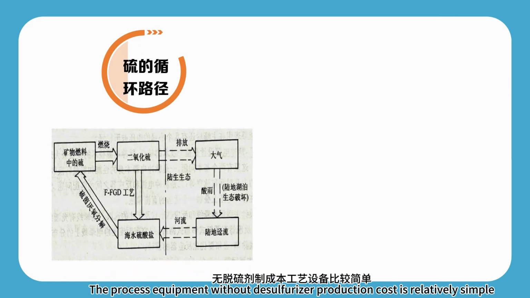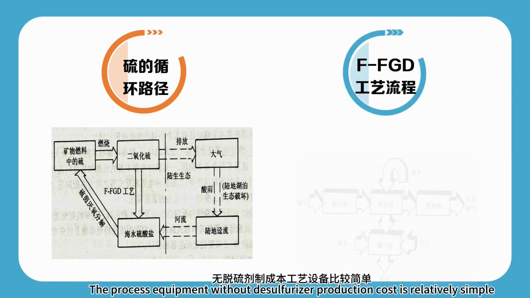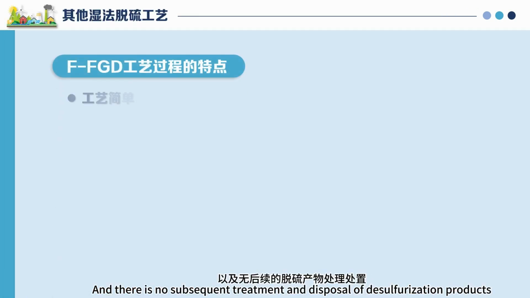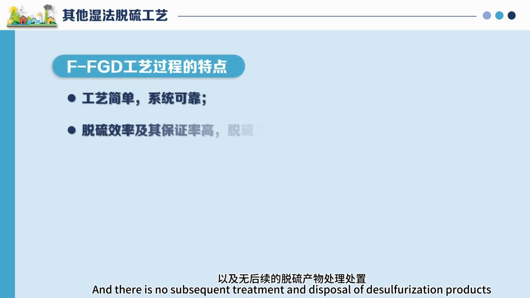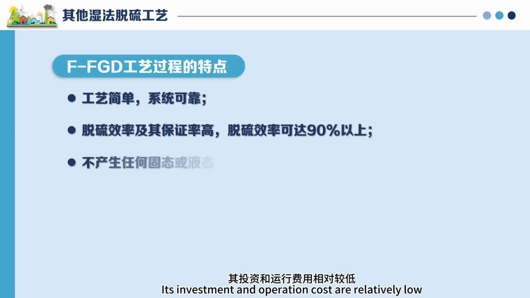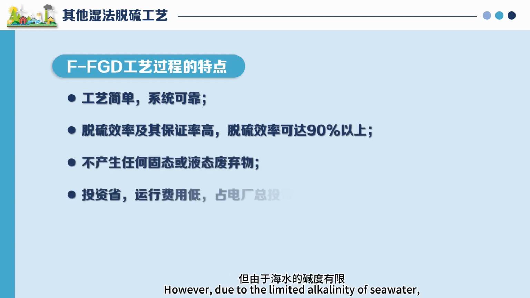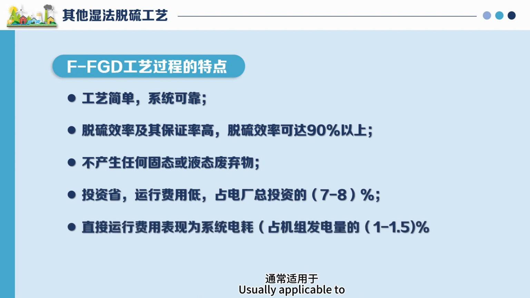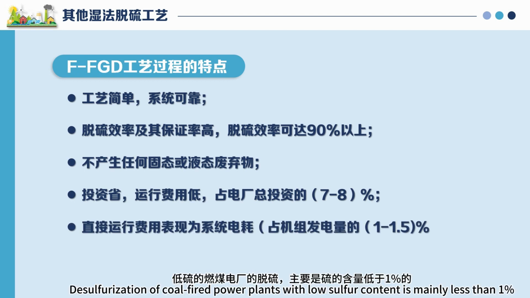Seawater desulfurization has a relatively simple process and equipment without a desulfurizer, and there is no subsequent treatment and disposal of desulfurization products. Its investment and operation costs are relatively low. However, due to the limited alkalinity of seawater, it is usually applicable to desulfurization of coal-fired power plants with low sulfur content, mainly less than 1%.